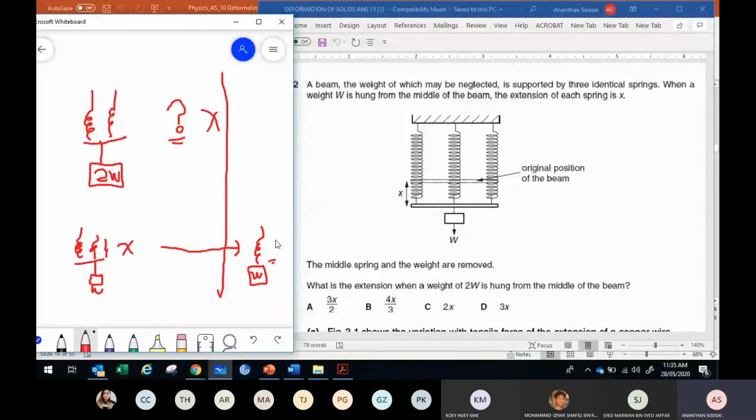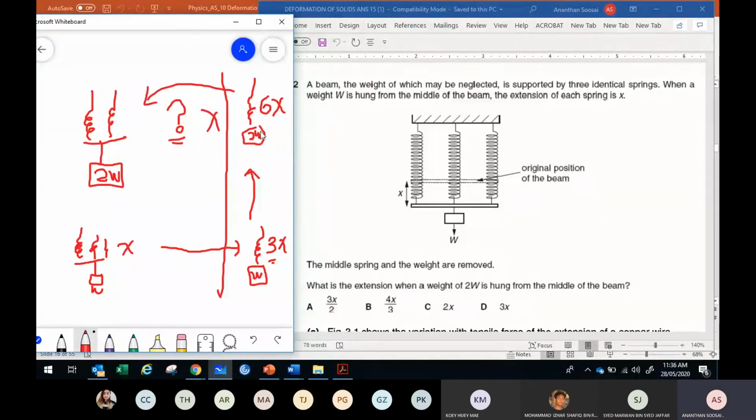1 spring with W, how many X? Should be more, right? Should be 3X. Yeah, because 3 springs are sharing the weight. So 1 spring is going to be 3X. Now let me go up. Now I want to change the load to 2W, but still 1 spring. 1 spring with 2W should be how many X? W is 3X, 2W should be 6X. Good, correct. 6X.